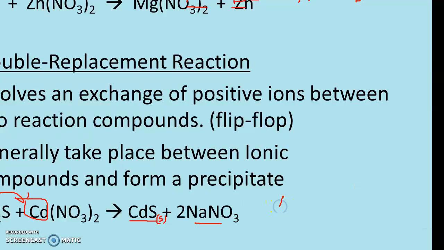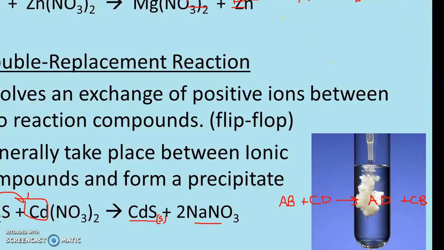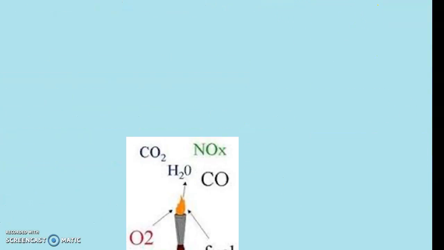So for this one, we'd have, let's say, compound AB plus compound CD yields A bonded with D and C bonded with B. Notice A and C exchanged partners. Oops, I don't think I did that right. All right, so that's single and double replacement, one type, and that's a picture of a precipitate here.